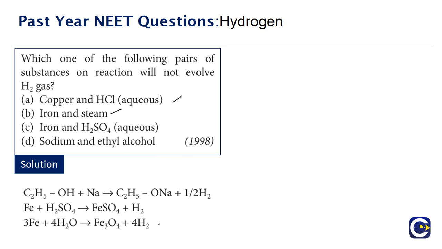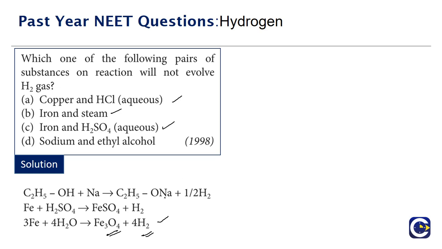Iron reacts with steam. It will not react with hot water or even cold water. More reactive metals like sodium and potassium will react even with cold water. Mildly reactive metals like zinc and magnesium will react with hot water, and a little less reactive metals like iron will react with steam. So iron with steam will form iron oxide and evolve hydrogen gas.